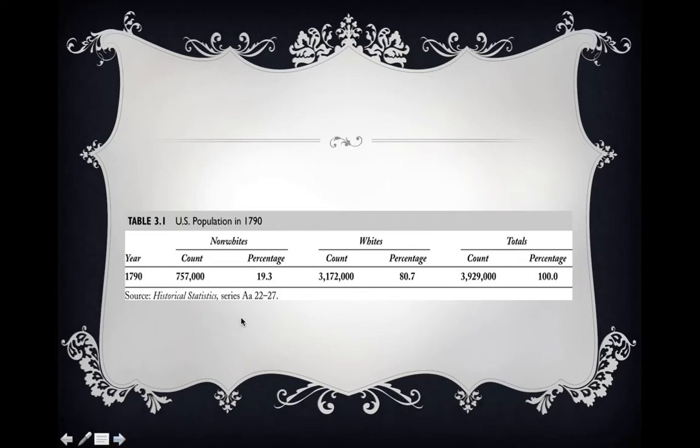And let's take a look at how important actually the slave population was. If we take a look at the U.S. population in 1790, we can see that almost 20% of the population was composed of non-whites, and we could assume that most of these are slaves. So you can see that a great deal of the population in the colonies was a slave population. Here in 1790, after the Revolutionary War, roughly 20% of the population of the United States consisted of slaves.